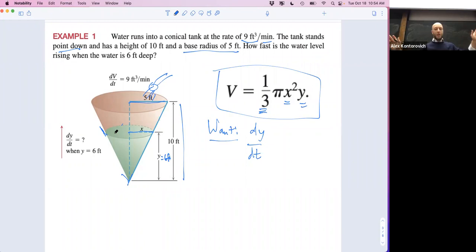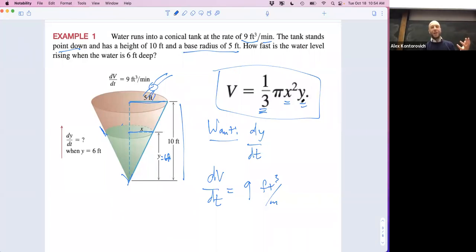Everybody understand the problem? All right, here's the thing. We have too many variables. We have the volume. What do we know about the volume? How's the volume changing with respect to time? That's exactly the 9. The 9 is how much volume is being added every minute, right? We get 9 cubic feet of water added every minute. So this is 9 cubic feet of water per minute. That we know. We have this relationship between volume and x and y, but that's too many variables.